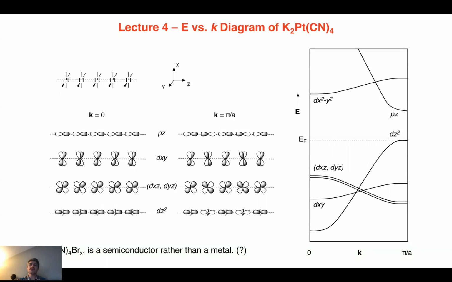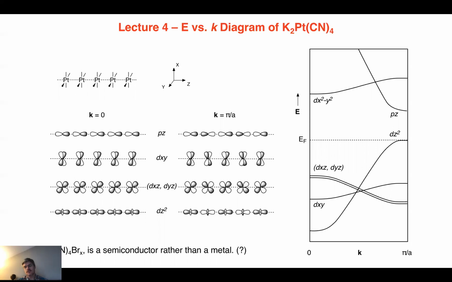Platinum starts with 10 electrons. This is platinum 2+ because the tetracyanoplatinate fragment is 2 minus. You have 4 1 minus ligands, so you have to have a platinum 2 plus. So there are 8 d electrons, and that means that the d orbitals are filled all the way up to the top of the dz squared band.